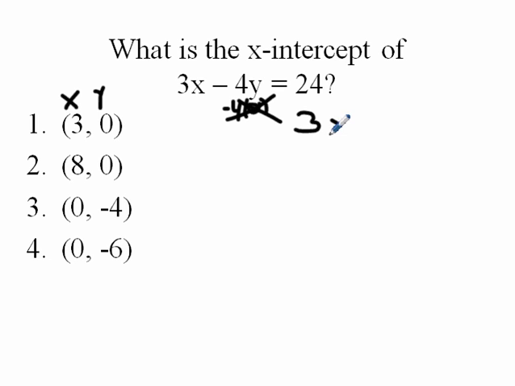3x equals 24. So what does x become? In this case, x equals 8. Since x did not equal the 3 that we predicted, this is not going to be one of the answers. This is not an x-intercept. So I know immediately that that's not going to work.